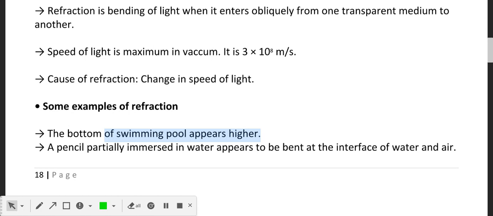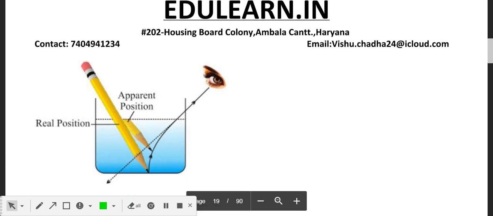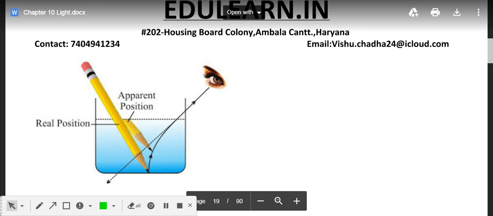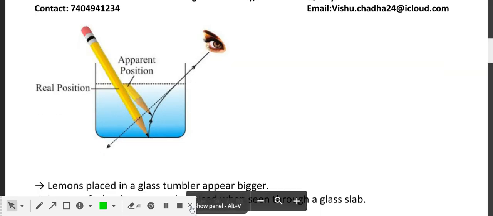So why does it appear to be raised up? Because of refraction of light. See this, it appears to be a little bit raised up. The actual position of the pencil is here, but when you see it inside, it appears to be raised up, right? So we can call it the apparent position. Understood this part? Okay.